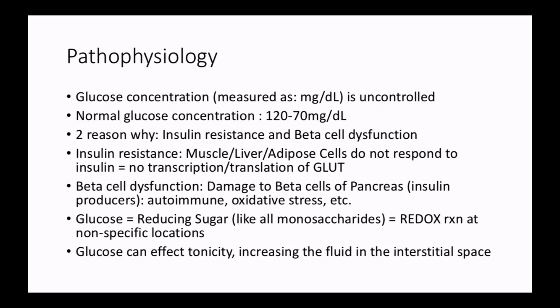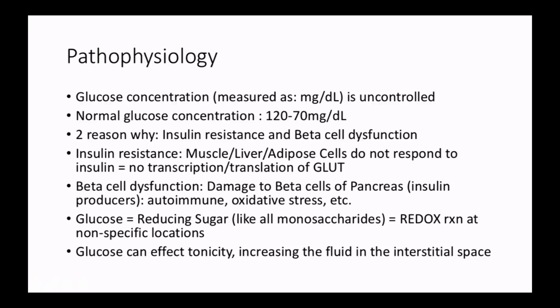And just for a reference of what the normal glucose concentration is, I've read different things out there, but most of them tend to be in or around plus or minus 5, 120 to 70 milligrams per deciliter. There's really two good reasons to explain why someone develops type 2 diabetes in terms of a pathophysiological mechanism. The first one is insulin resistance, and the second one is beta cell dysfunction.